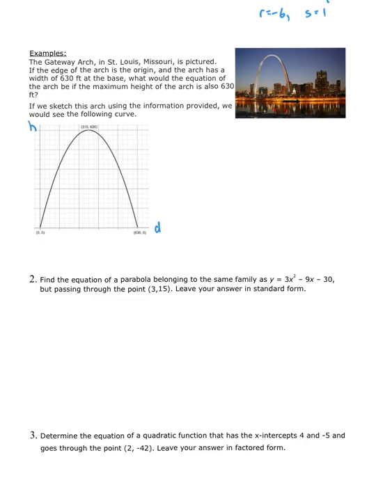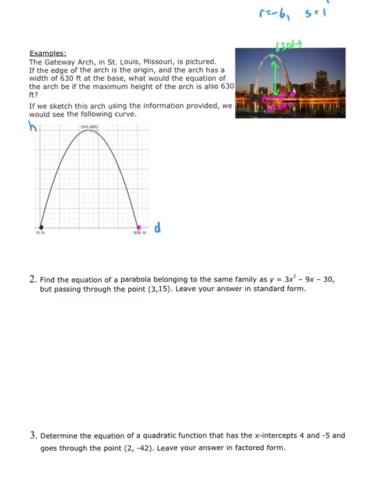So here, if we were to sketch this, this would be the origin, which would be this point here. The width is 630 feet. So the other end of the arch would be this point here on the graph. And then the height is 630 feet. So now we're going this way. So that would be our y value. So our y value is 630. And then because of symmetry, we know that the axis of symmetry is at 315, half of 630. So that's how we get that point there.